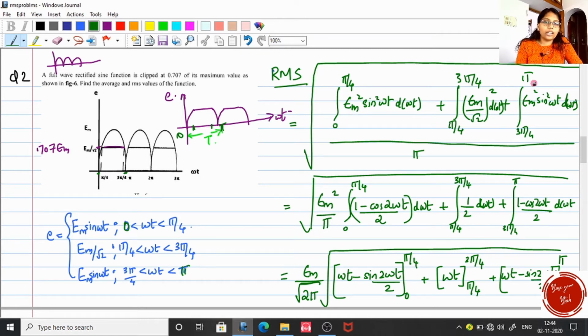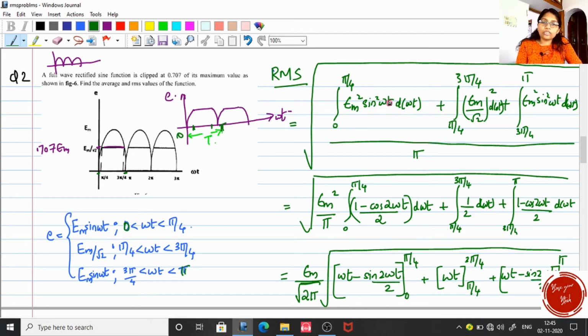So we integrate it divided by the time period pi, and the complete answer must be taken under root. Again you can see that Em square is common in every interval. So Em square is taken outside, pi is written to the left side. Inside each integration you will be left with sin square omega t at both ends, and here 1 by root 2 the whole square. 1 by root 2 whole square means 1 by 2.